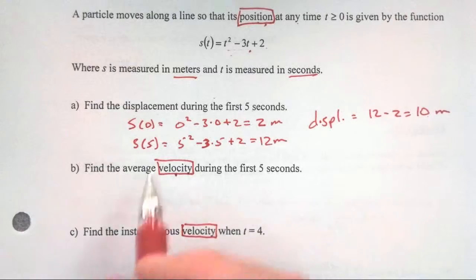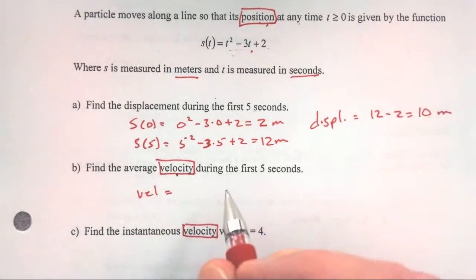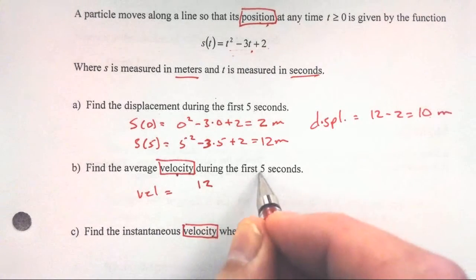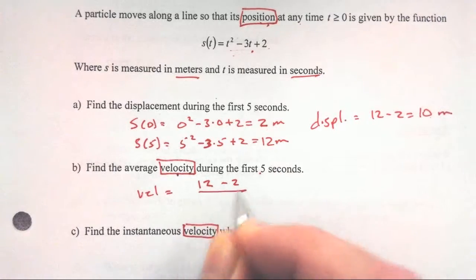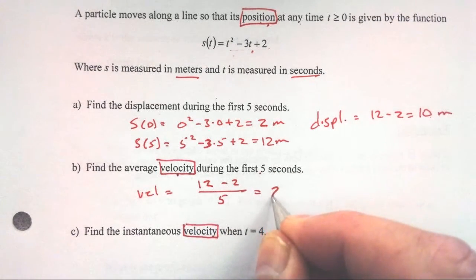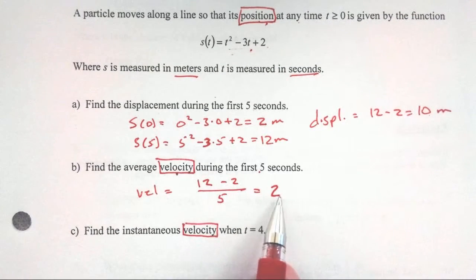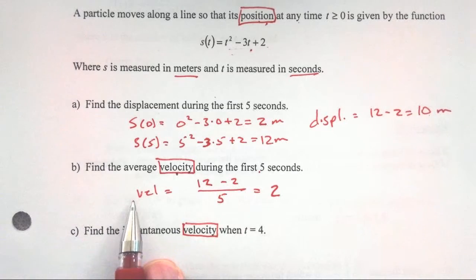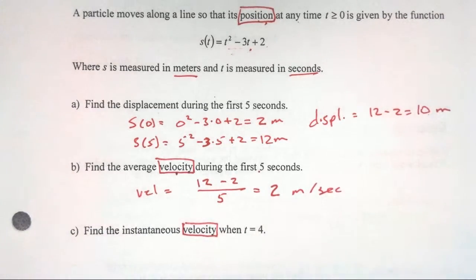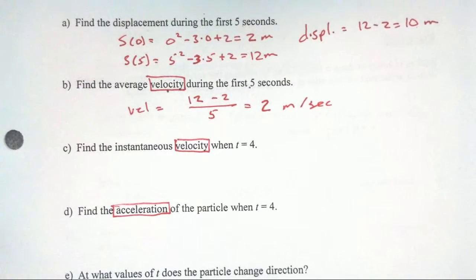So find the average velocity. Velocity would equal, I ended at 12 after 5 seconds, I started at 2, and that happened over 5 seconds. That is 10 divided by 5, 2, but this is critical. We have to label this correctly. Our velocity is going to be in meters per second. That is critical.